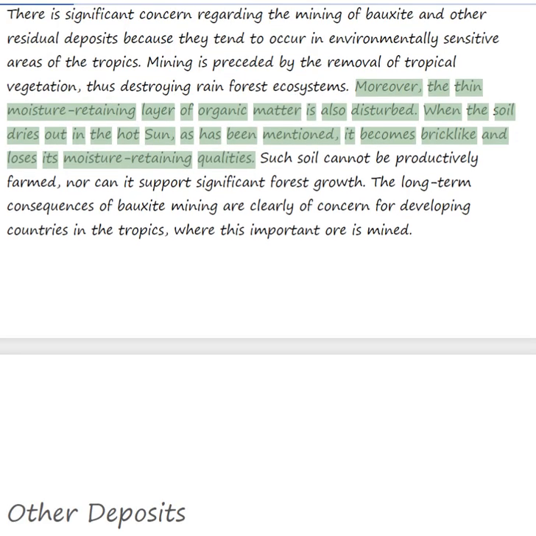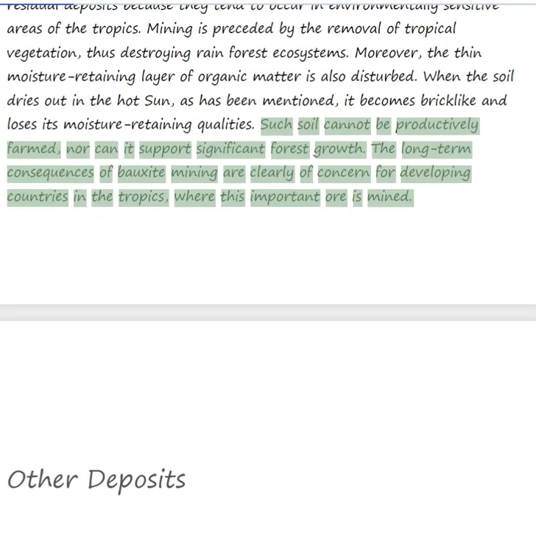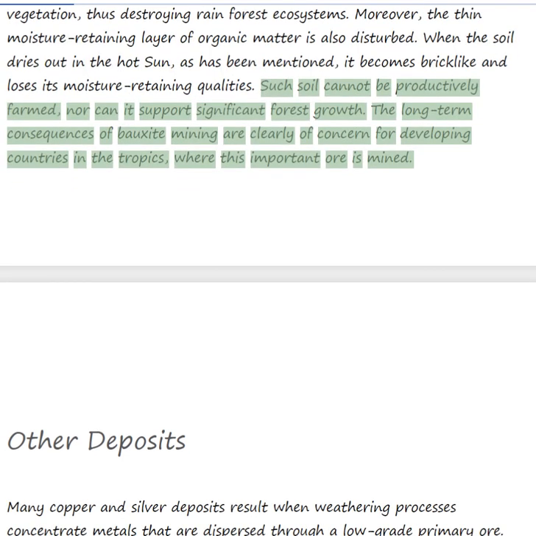Moreover, the thin moisture-retaining layer of organic matter is also disturbed. When the soil dries out in the hot sun, as has been mentioned, it becomes brick-like and loses its moisture-retaining qualities. Such soil cannot be productively farmed, nor can it support significant forest growth. The long-term consequences of bauxite mining are clearly of concern for developing countries in the tropics, where this important ore is mined.